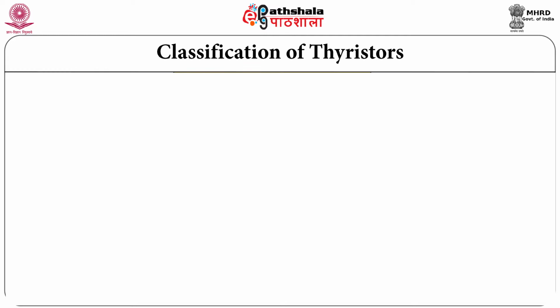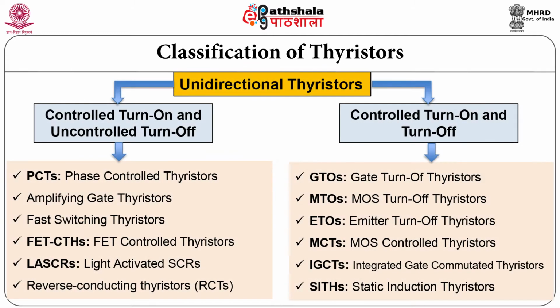We can classify the thyristor according to the control and direction of the thyristors. Mainly, thyristors are unidirectional. So, we will be studying unidirectional thyristors. In unidirectional thyristors, there are two types. First is controlled turn on, but uncontrolled turn off, and second is controlled turn on and turn off also.